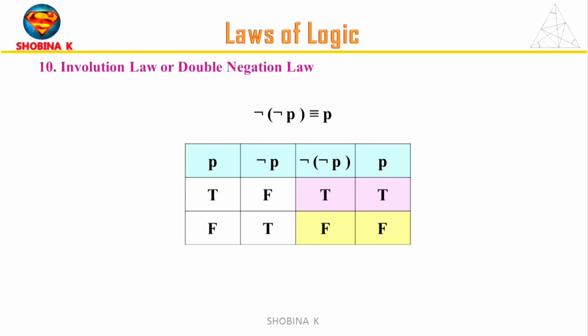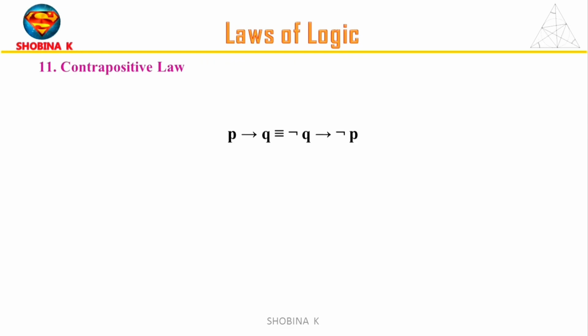And here is the truth table for involution law. Not not P represents the negation of not P, that is the application of double negation law. The column P represents the simplified result, showing that not not P is equivalent to P for all possible truth values of P. The contrapositive law describes the relationship between the conditional statement and its contrapositive.